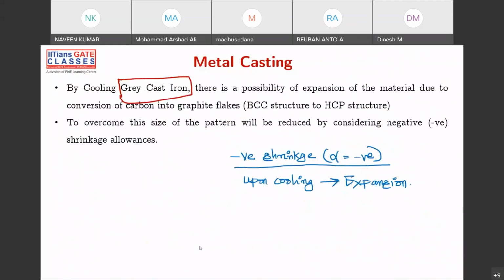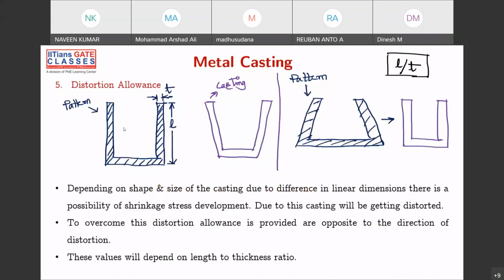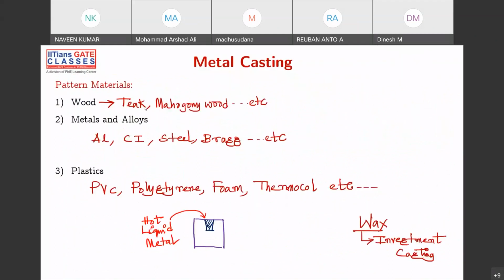So what are the different types of pattern materials? We are assuming wood, because we are discussing sand casting, but there are many options. In wood we can use teak, mahogany and so on. If you go to a proper foundry, I visited the foundry in HAL Koraput, which is located in Orissa. I did a 3 month internship in the engine division after my third year of BTech.